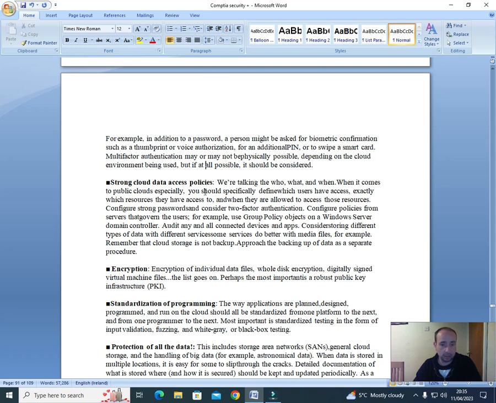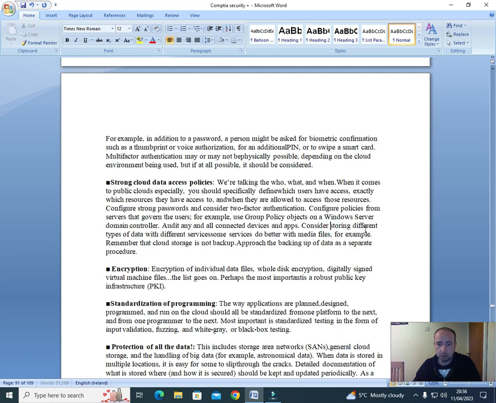Strong cloud data access policies. We're talking the who, what and when, when it comes to public clouds especially. You should specifically define which users have access, exactly which resources they have access to, and when they are allowed to access those resources. Configure strong passwords and consider two-factor authentication. Configure policies from servers that govern the users, for example, user group policy objects on a Windows server domain controller. Audit any and all connected devices and apps.